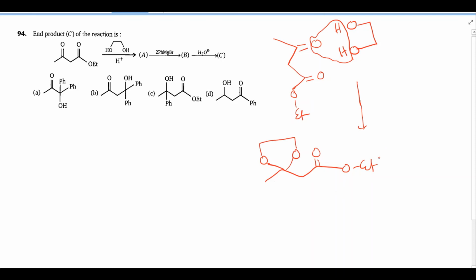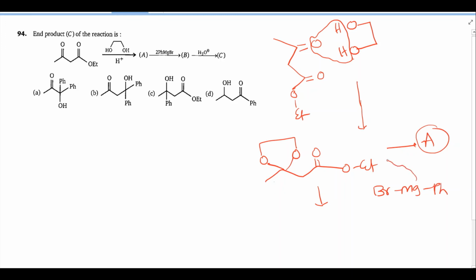After that, you are going to add PhMgBr here. H plus is there and PhMgBr is there. This is A. After that, Grignard reagent is there, that means Br, Mg, Ph.